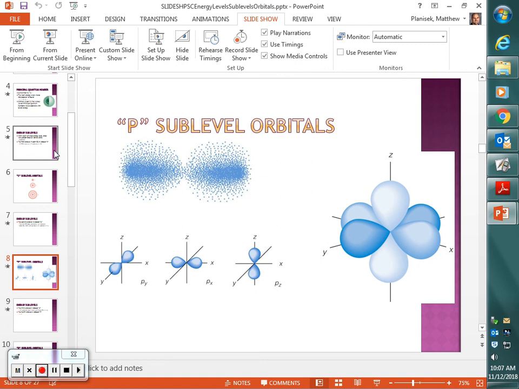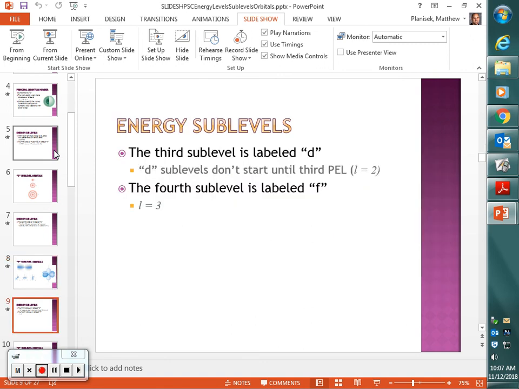The sublevel basically describes the shape of the orbital. So S sublevels have orbitals that are spherical. P sublevels have orbitals that are hourglass shaped. D sublevels have orbitals that are dragonfly shaped. It's the third sublevel. And then finally, the F sublevel is the fourth sublevel. Don't worry about the shape of those because there's no rhyme or reason. Is that good? Well filled in?